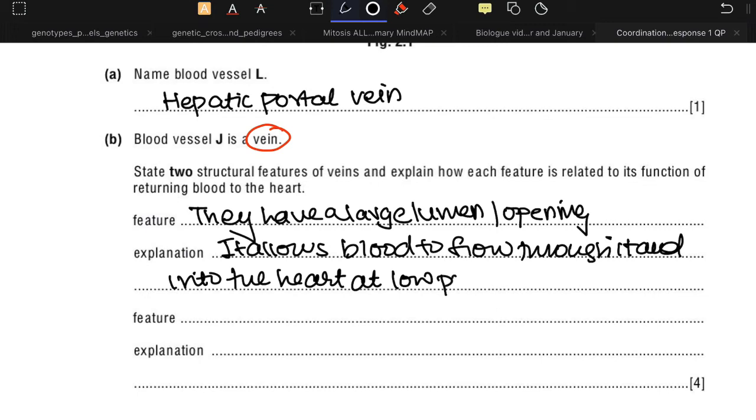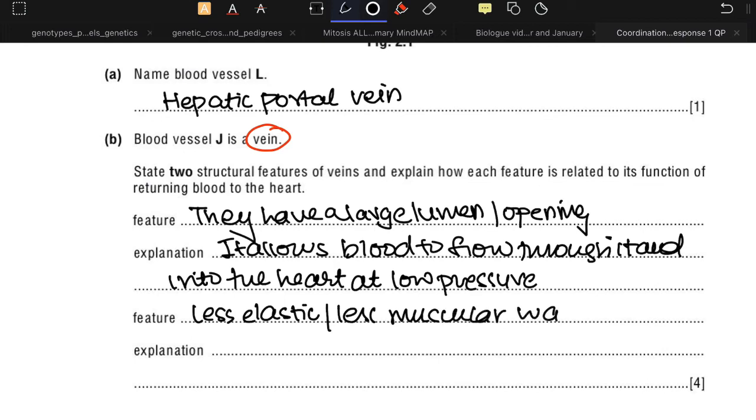The second feature of veins is that veins are less muscular, right? They basically have a wall that is less elastic or less thick than the arteries. So they have less muscular walls, and this allows for lower blood pressure to be maintained.